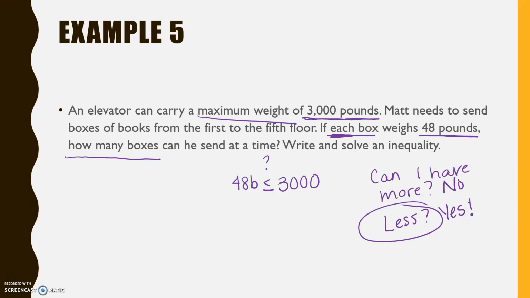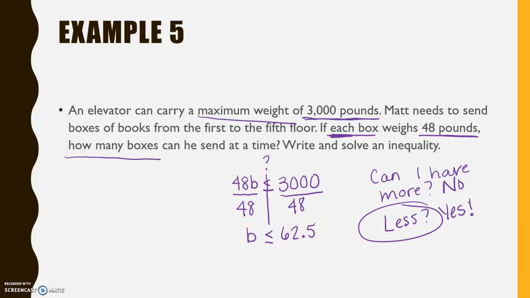Now I have to draw my line and divide both sides by 48. When I do that, I'm using a calculator. Don't think I'm doing this in my head. Divide by 48. I get B is less than or equal to 62.5. But we have to think about, what does this mean?